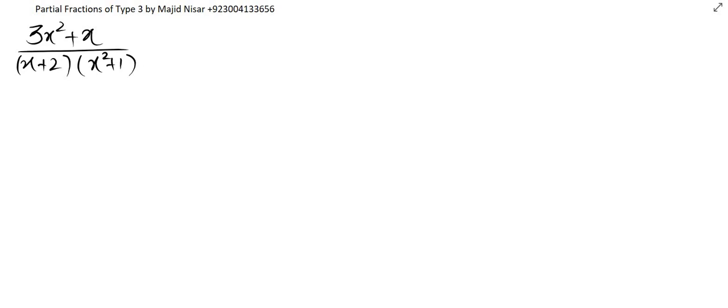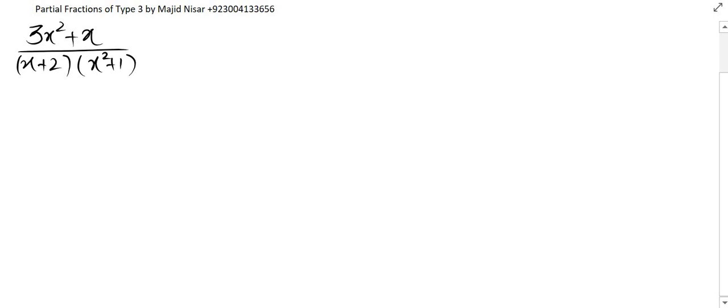Hello, we will learn today the third type of partial fractions. For example, we have a fraction (3x squared plus x) over (x plus 2) into (x squared plus 1). So we have a quadratic expression in the denominator. So in this case, how can we solve it?